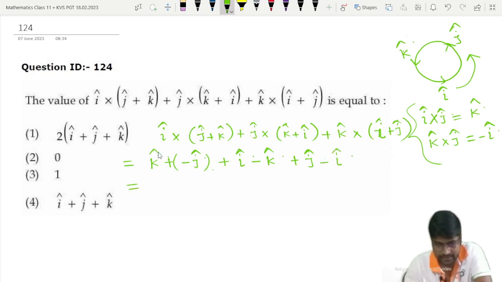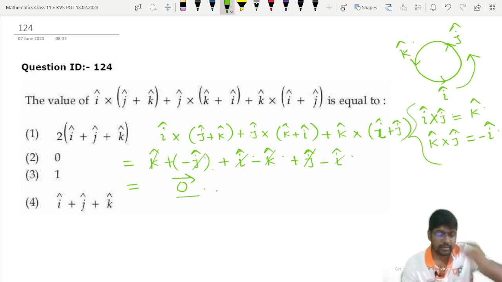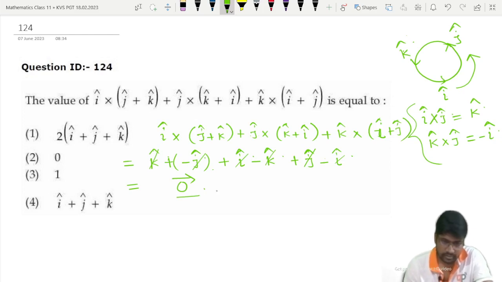Now do the calculation. See here, k and minus k will be cancelled, j and minus j will be cancelled, and I minus I will be cancelled. We will get 0 vector. That is the correct answer, 0 vector. So the value of the given expression will be 0. So which option? Option 2 is the correct answer for this question. Now let's move to the next question.